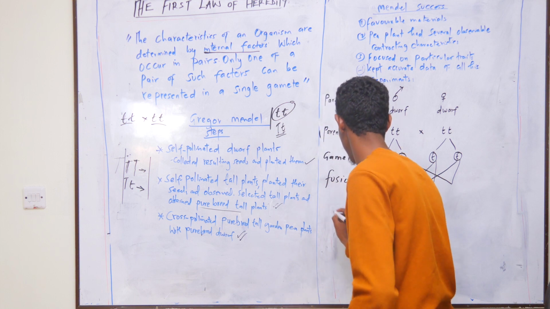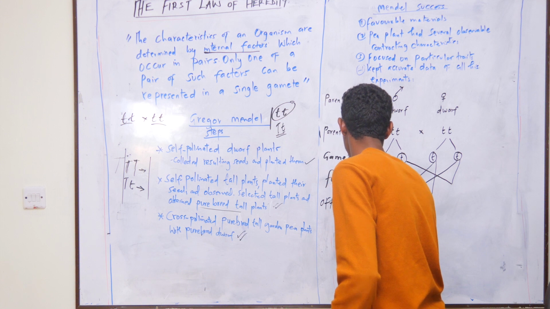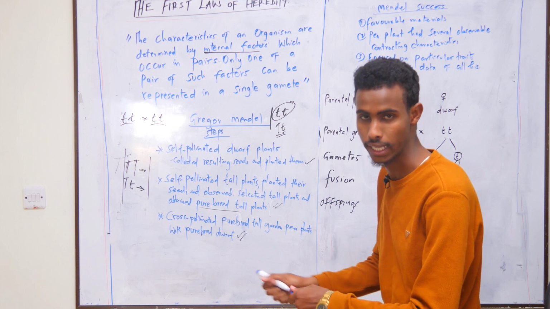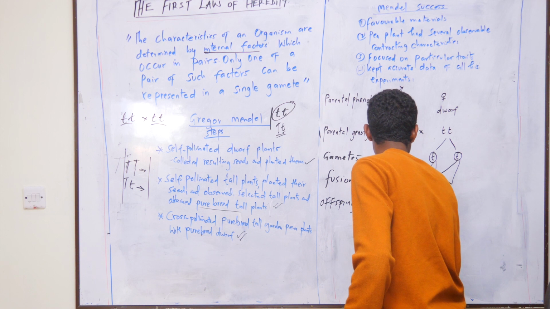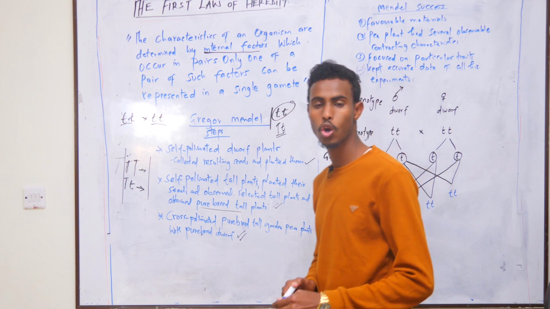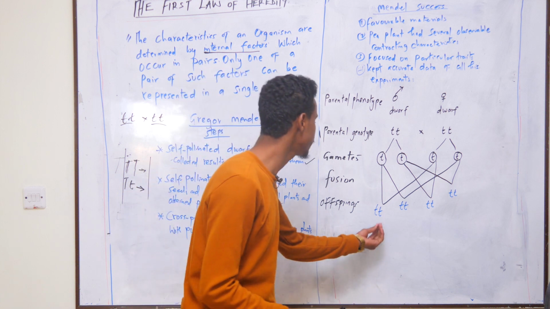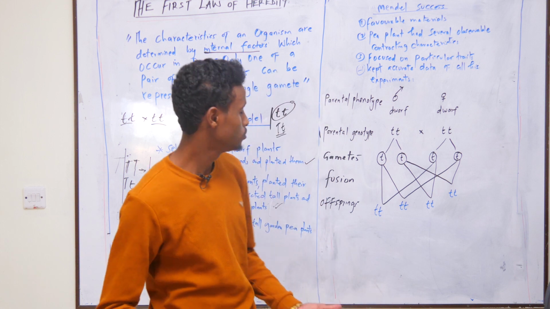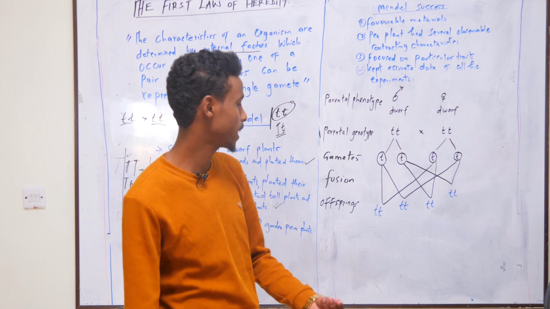Now, let's look at the offspring. In the offspring, all offspring will be dwarf. Again, recessive homozygous for dwarfism: tt, tt, tt, tt. As you can see, all offspring are dwarf. If you again take these seeds and plant them, you're still going to get the same. Why? Because all these plants are homozygous recessive.